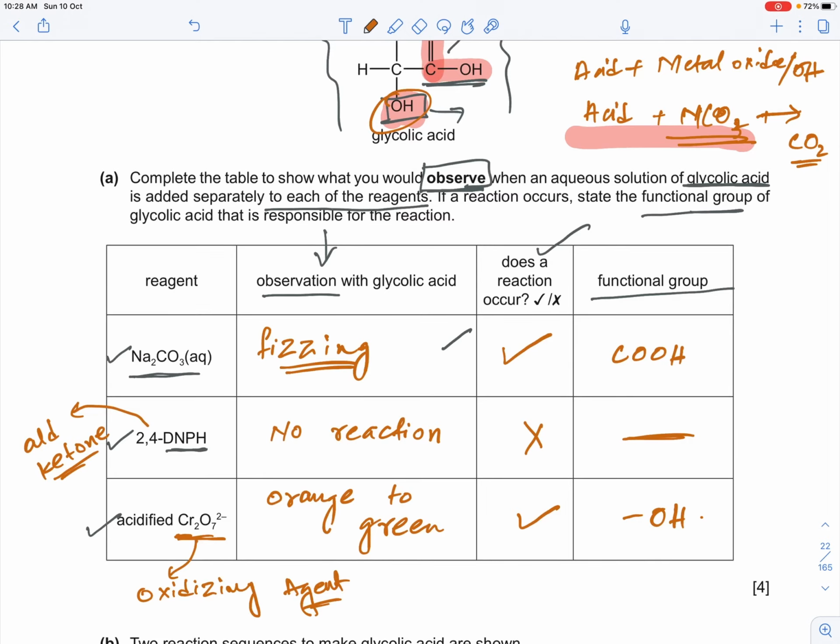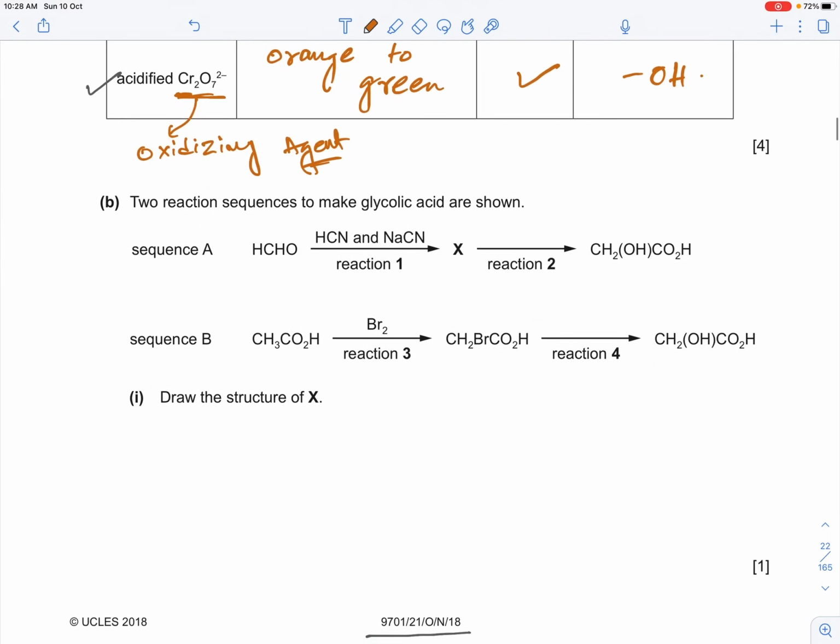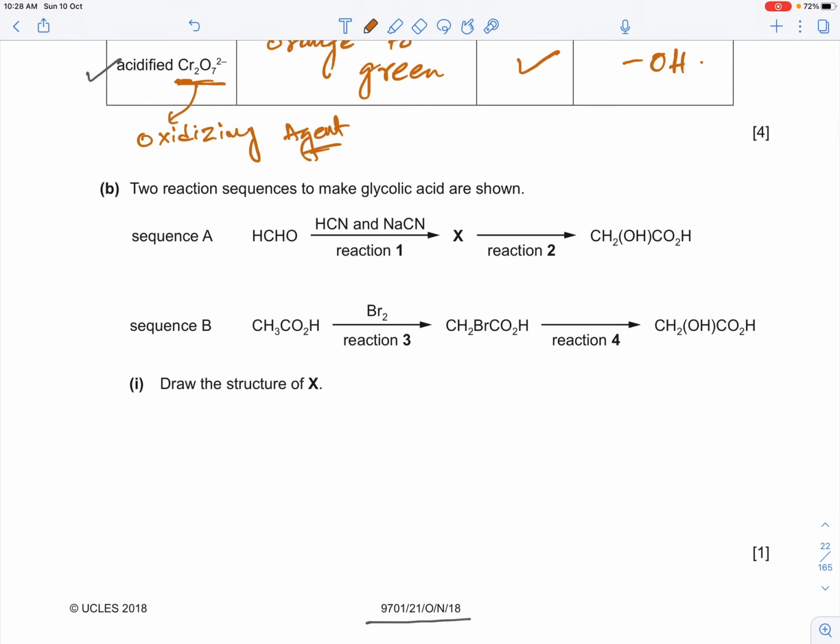So very simple question. Now the next part: two reaction sequences to make glycolic acid are shown. So we are making glycolic acid, and they have given us two reaction sequences. This is sequence A and this is sequence B. Draw the structure of X. We have to draw the structure of X. Now let's look at reaction 1, and how X is being formed.